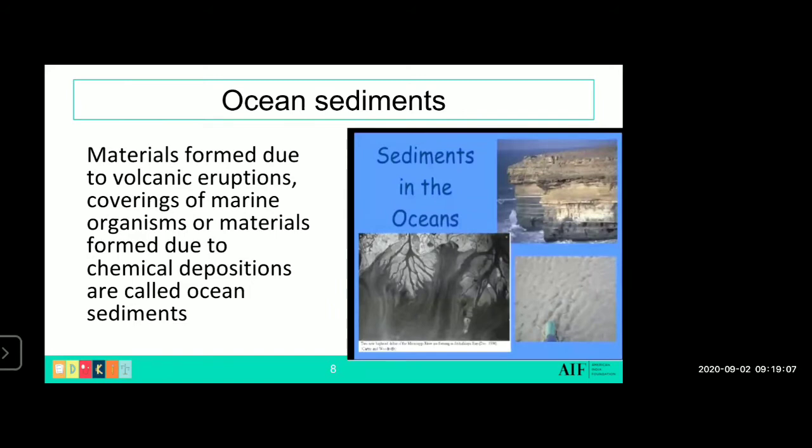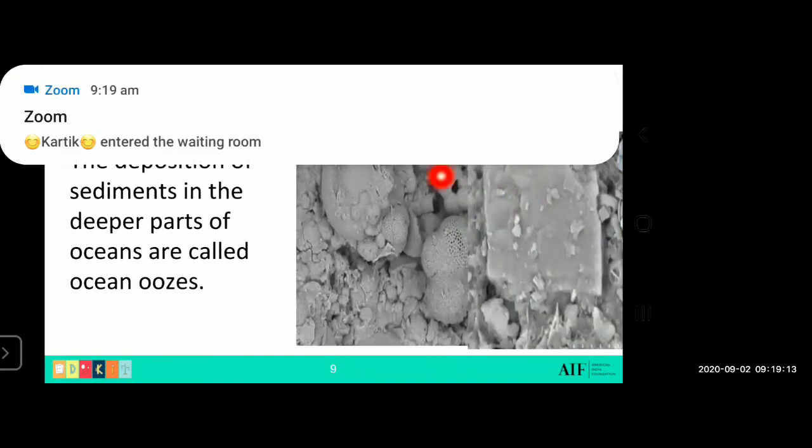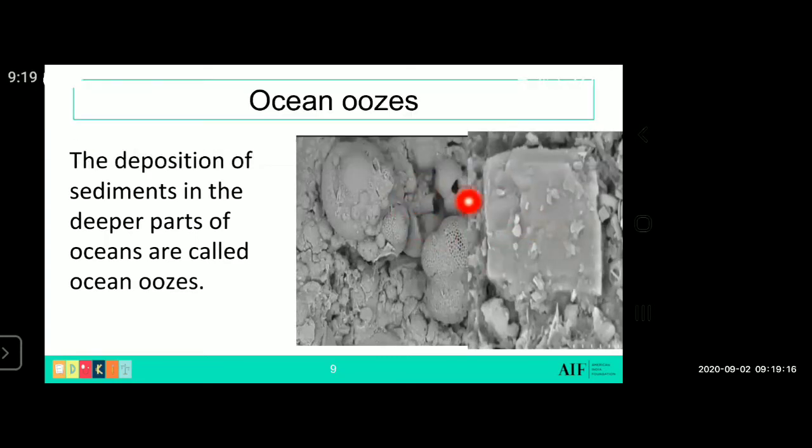One more thing we are going to see, that basic thing is ocean oasis. You could have seen this picture in a geographical channel or somewhere on your TV screen. These are called ocean oasis. The deposition of sediments in the deeper part of oceans is called oasis. So sediments which get deposited in the deeper part of the ocean are called ocean oasis. Now remember all 3 terms: ocean floor, ocean sediments and ocean oasis.